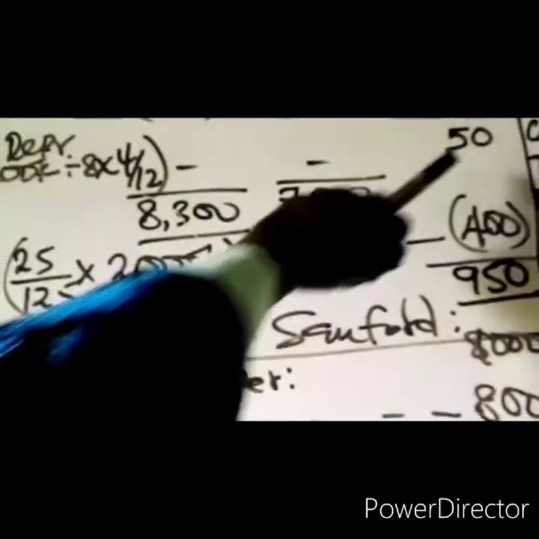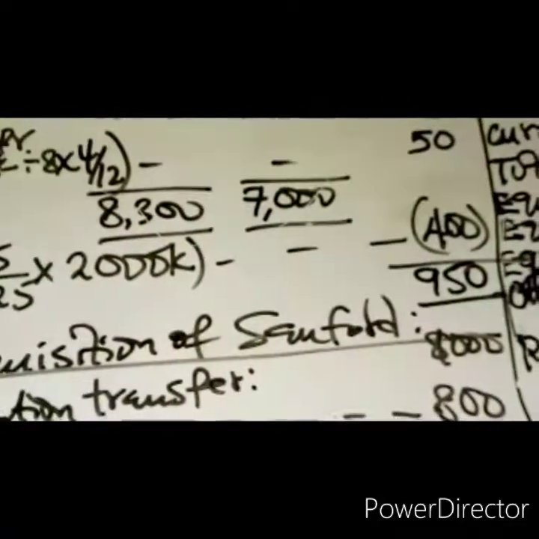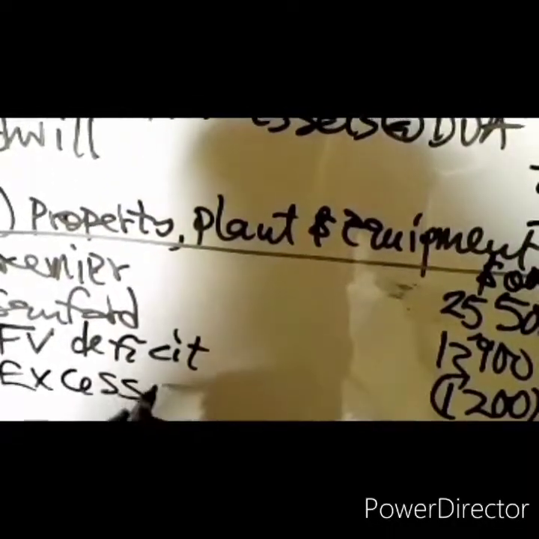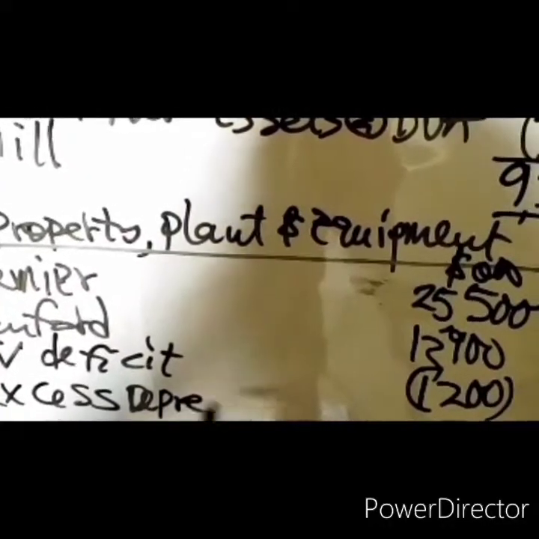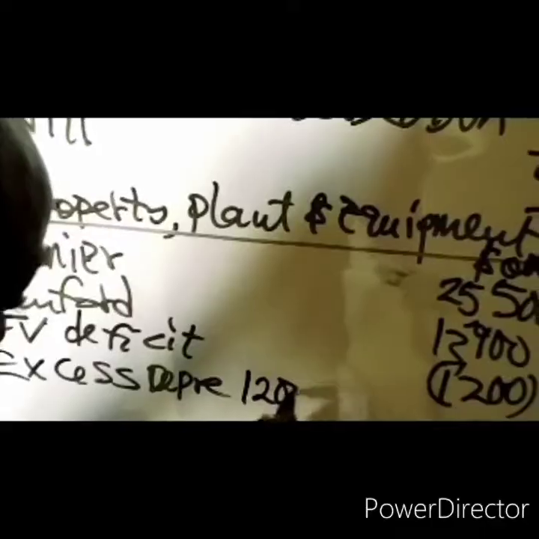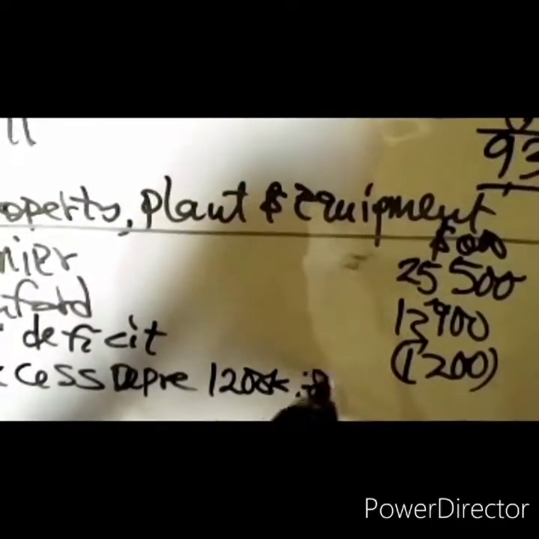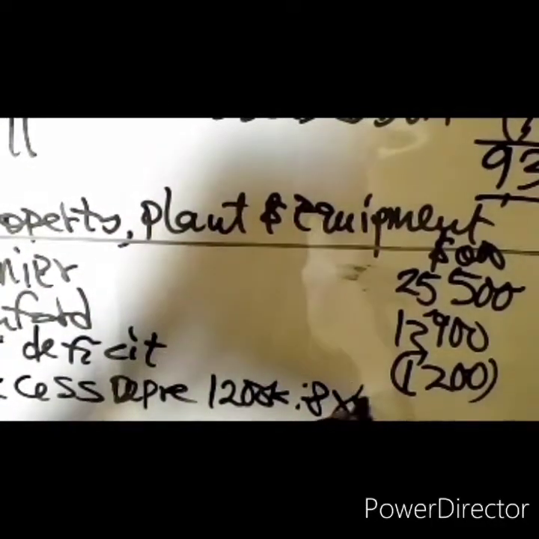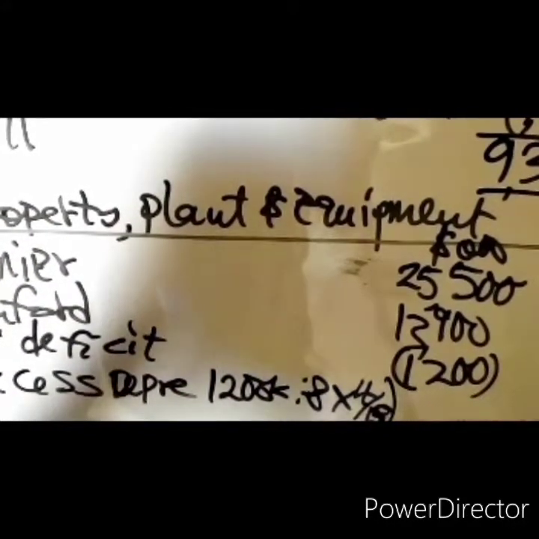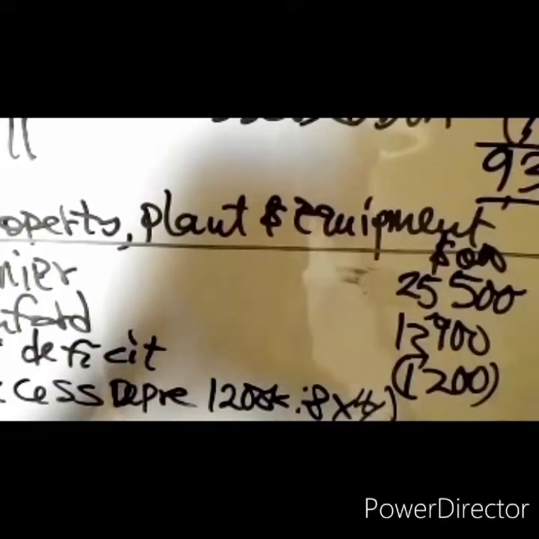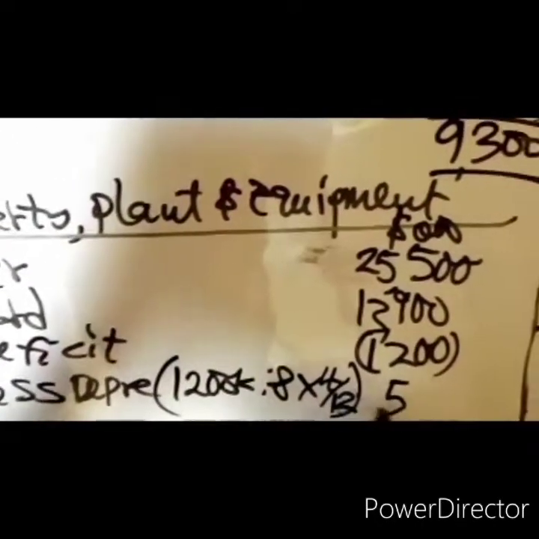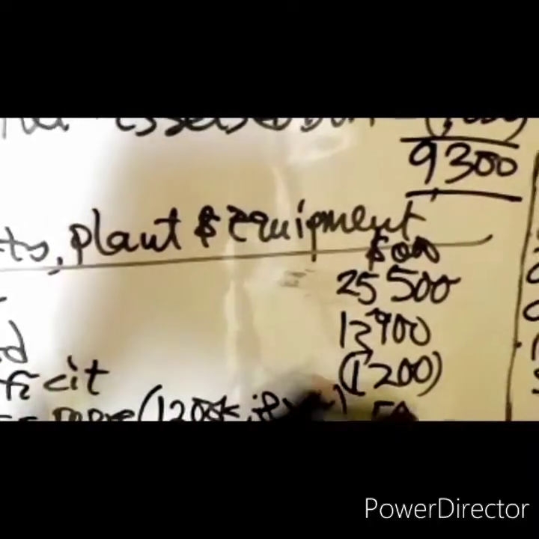50,000. That is the excess depreciation. The amount of excess depreciation will be added. Don't forget, we had the fair value deficit of 1.2 million divided by the remaining life of 8 years, and you apply time apportionment since the post-acquisition period is just 4 months. So we have 4/12, and that is how we got 50,000. That 50,000 will be added.